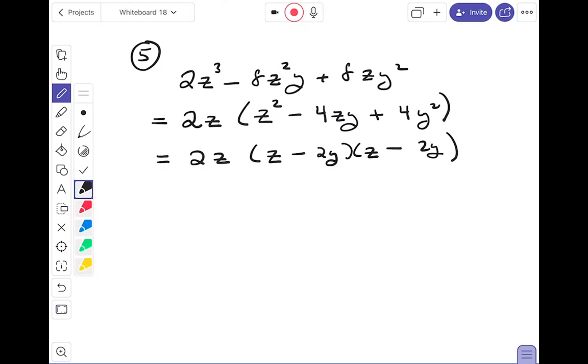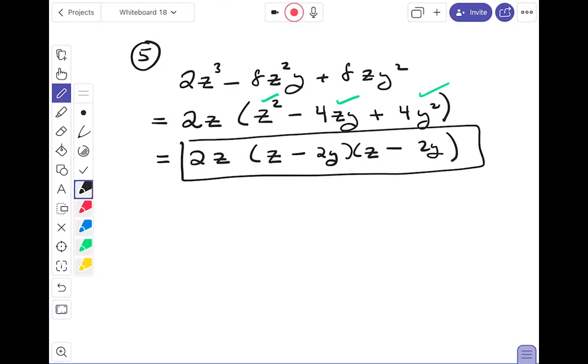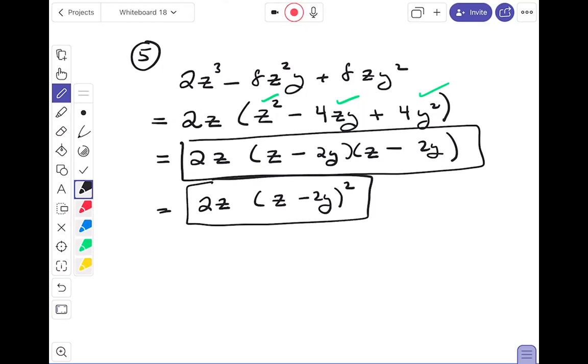Minus, minus. I want to point out this does work because z times z is z squared. Then you get minus 2zy minus 2zy, which is minus 4zy. And of course, minus 2y times minus 2y is 4y squared. So this is correct. I'll put a box on it. There's another way to write this down. 2z times z minus 2y squared. Right? Go to your key and see if that is listed as an answer.